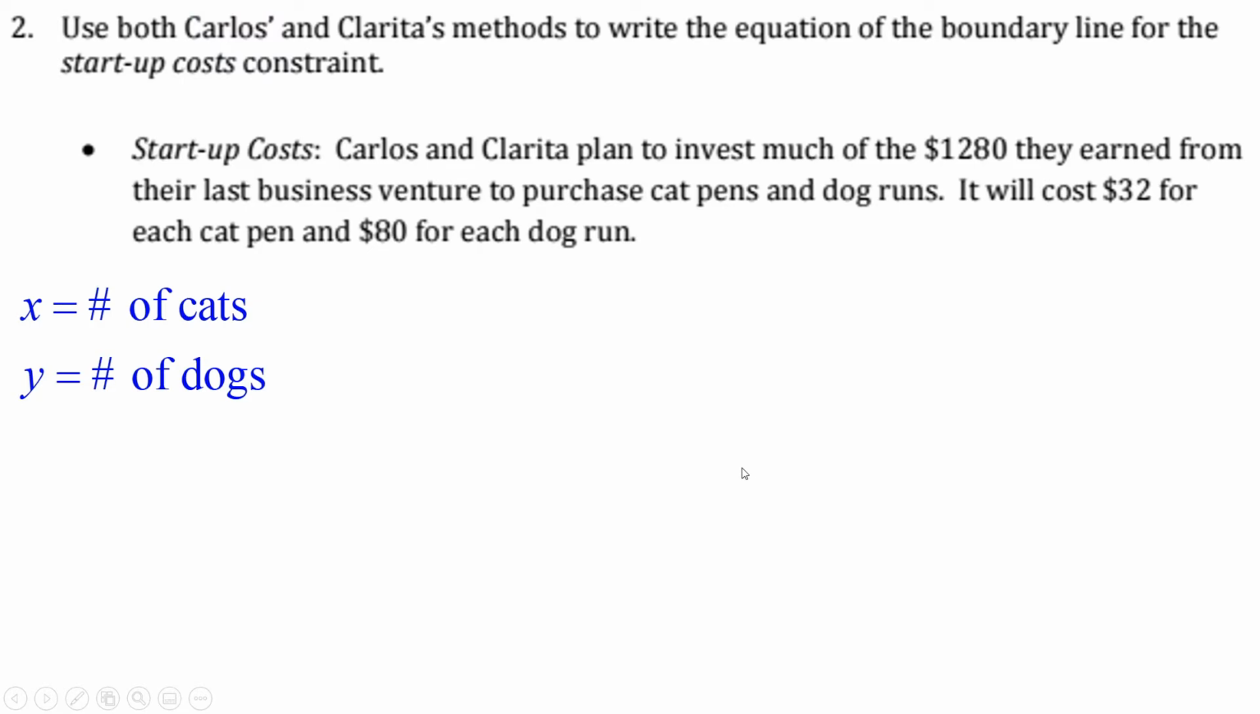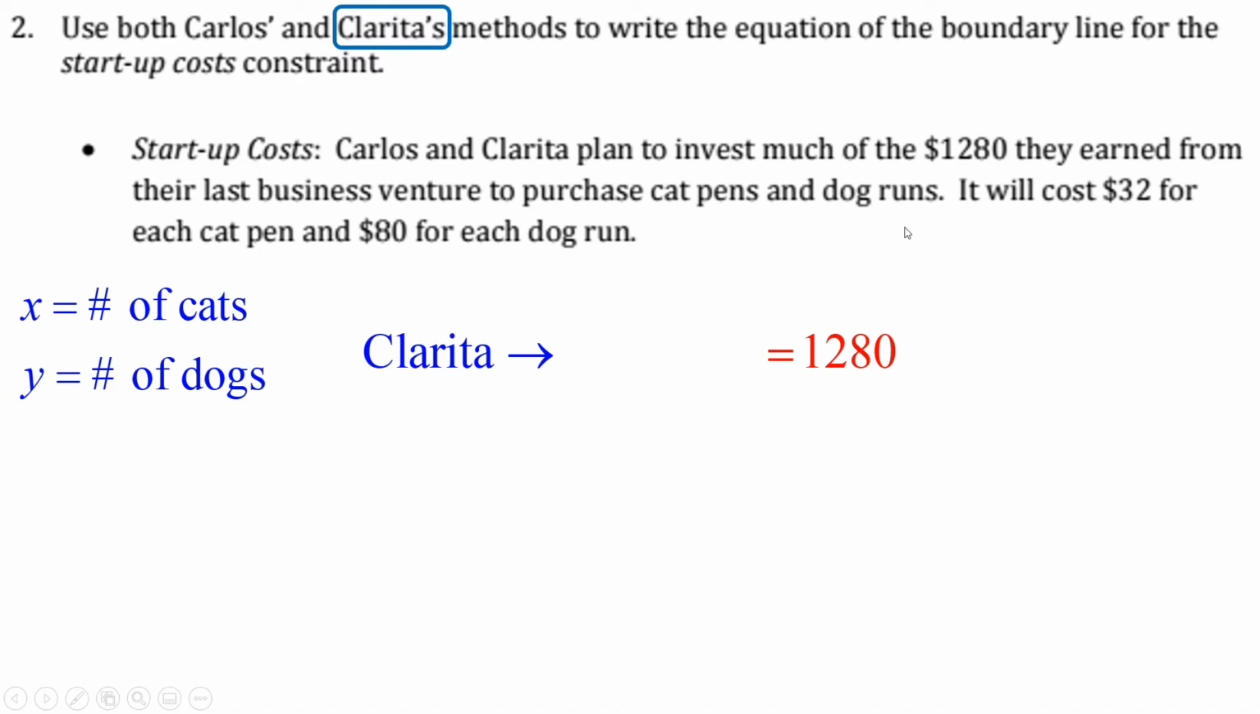Okay, now Clarita's method is exactly what we always do. All right, so this will be easy again. Startup costs: Carlos and Clarita plan to invest much of the $1,280, and what did we do with that? We said that means less than or equal to 1,280. Now we're doing a boundary line, so we can just call that equals 1,280.